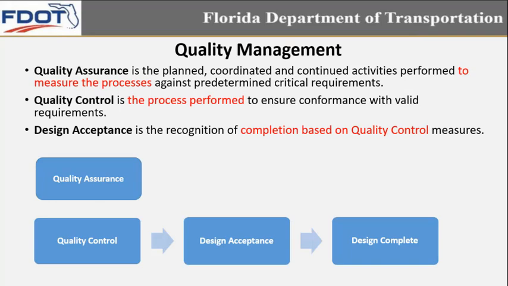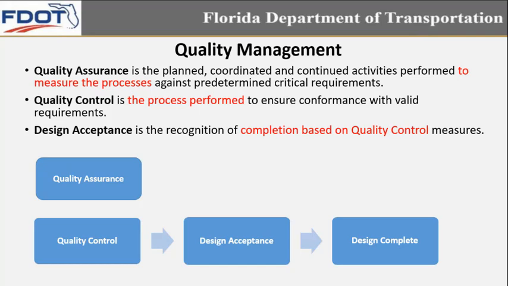And I just wanted to run through those first two terms we went over, quality assurance and quality control, in this slide here. Again, I have highlighted key words for each one. Quality assurance is to measure the process. Quality control is the process performed. And another way that I often like to think about it is throwing in another term that you'll hear me talk about called design acceptance. Design acceptance is a recognition of completion based on quality control measures.